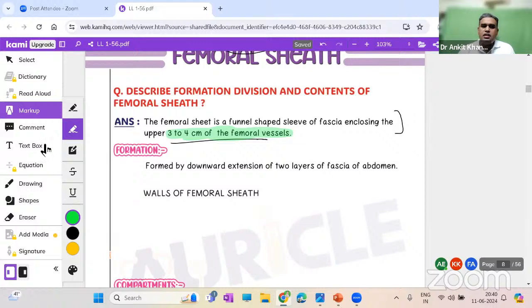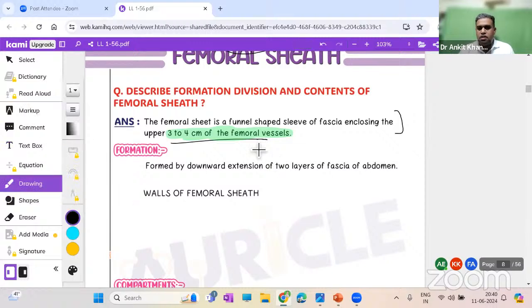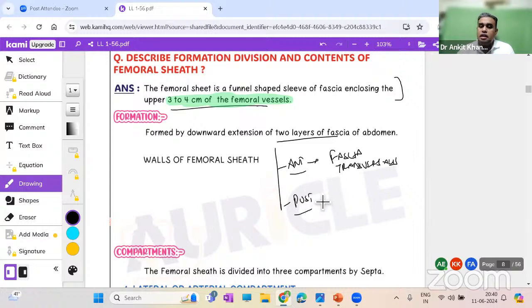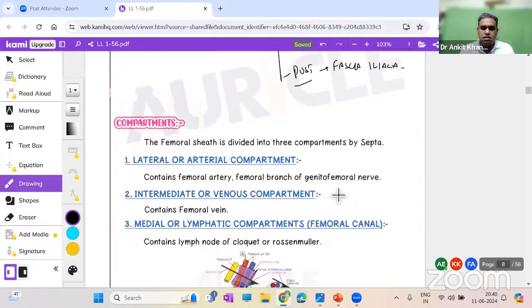Now, the femoral sheath, let me add an extra point over here. The femoral sheath is formed by two layers of fascia. What are these fascia? Understand? The anterior layer of the femoral sheath is formed by the fascia transversalis. These are also important at any level of exam. And the posterior layer of the femoral sheath is formed by the fascia iliaca. Okay, so the two layers of the femoral sheath are formed by these structures.